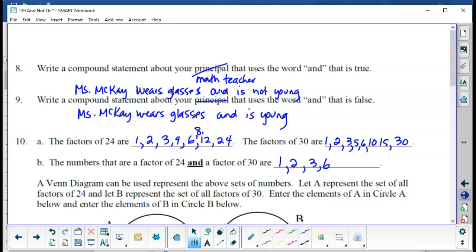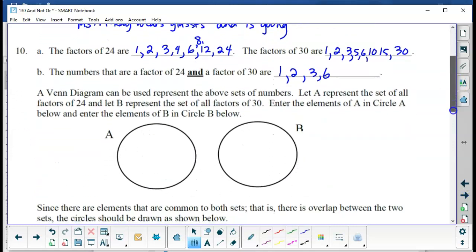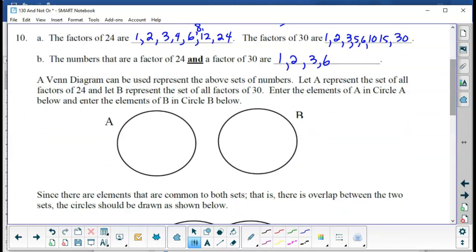A Venn diagram. So you may have seen Venn diagrams before. It can be used to represent the above sets of numbers. Let A represent all the factors of 24, B all the factors of 30. Enter the elements into these. So A, we would just show them: 1, 2, 3, 4, 6, 8, 12, 24. B: 1, 2, 3, 5, 6, 10, 15, 30.